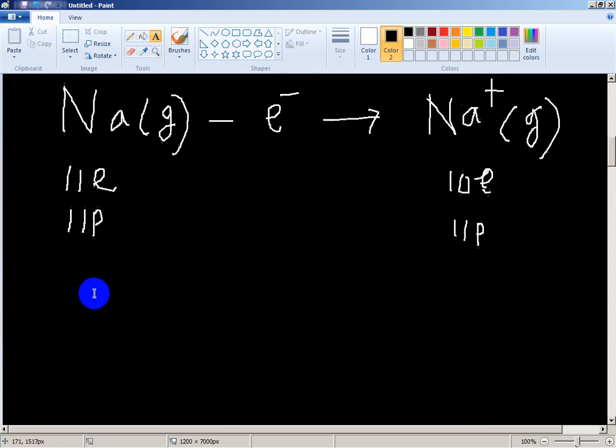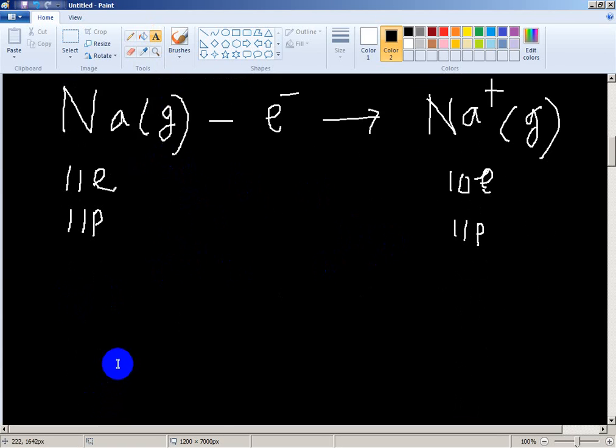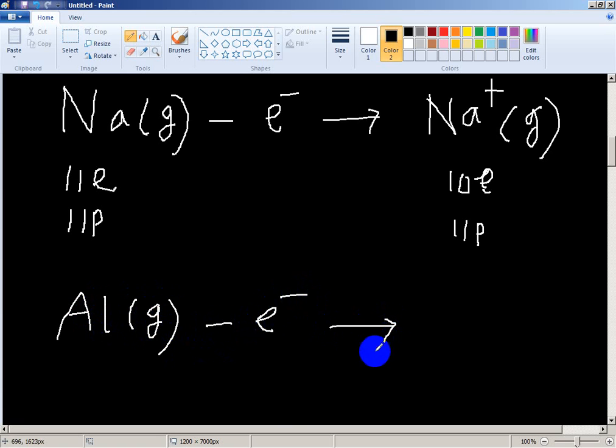Okay, next is first ionization energy. The definition of ionization energy and first ionization energy is the same. Now I am going to take aluminium. Do you know how many electrons aluminium has? 13 electrons. If I remove one electron, it becomes 12, Aluminium plus.